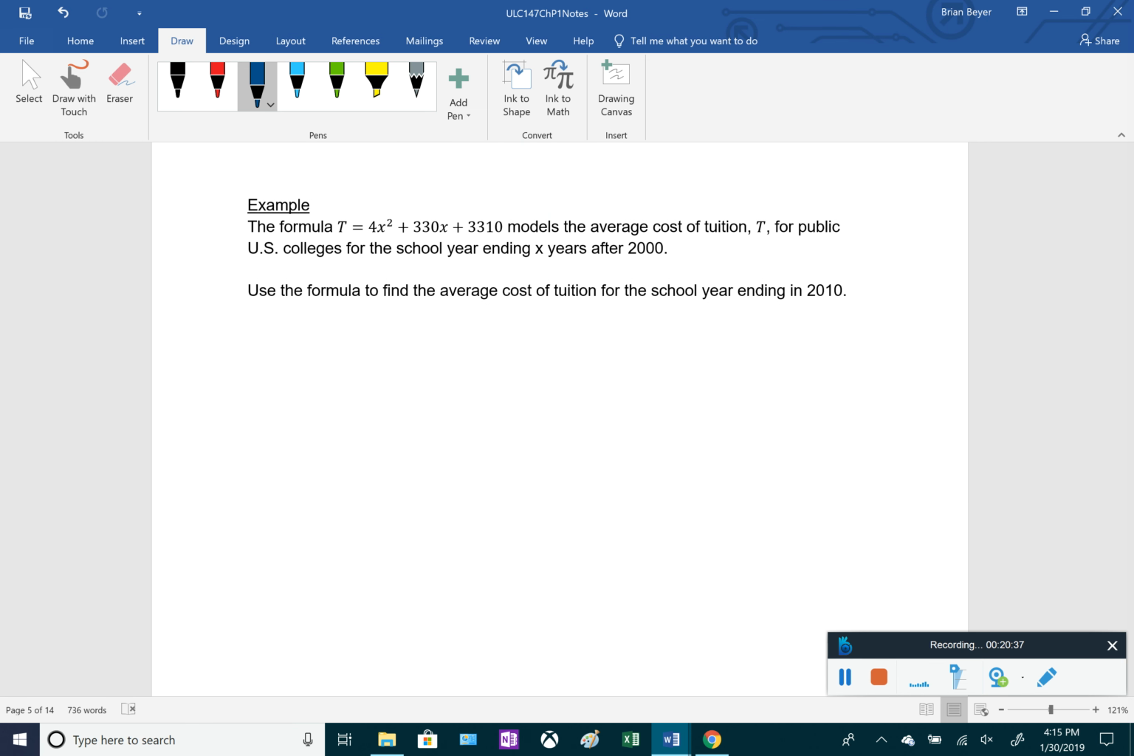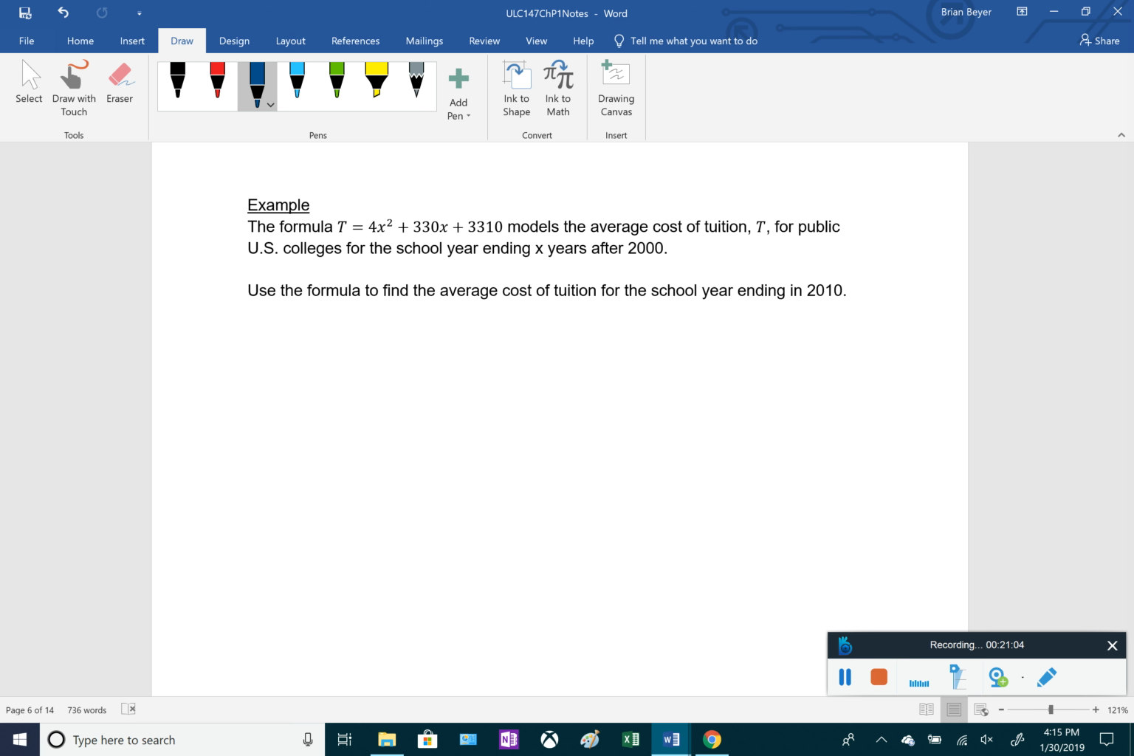Okay, let's do one more here. So we have the formula T equals 4x squared plus 330x plus 3,310 models the average cost of tuition, which is the T, for public U.S. colleges for the school year ending x years after 2000. So we want to use the formula to find the average cost of tuition for the school year ending in 2010.